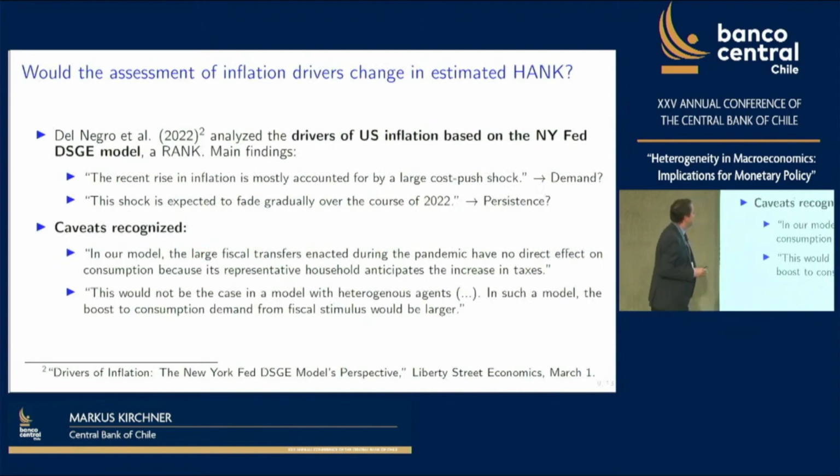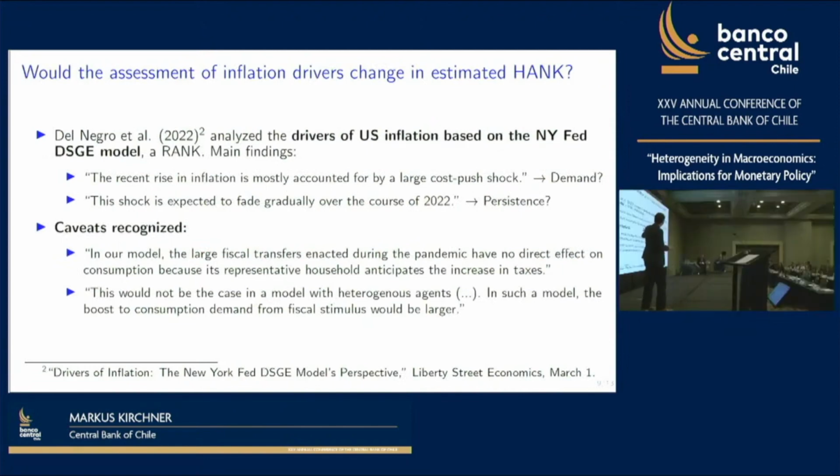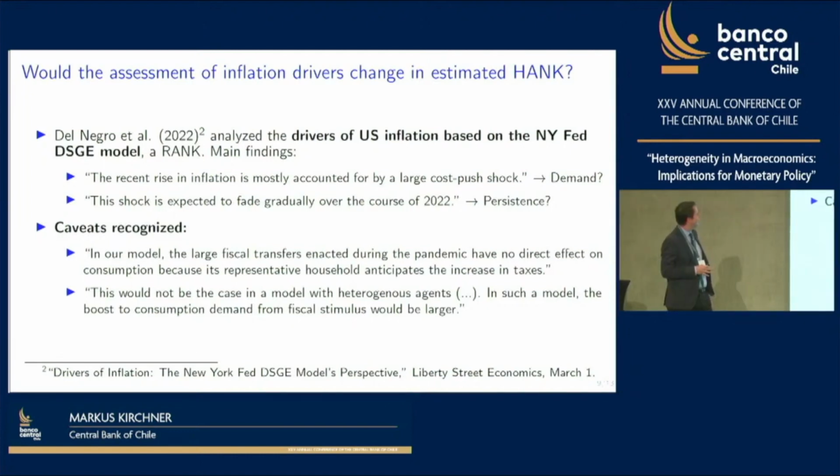So then I read a blog of Marco and co-authors that does something like this exercise, a bit of a different one, for the US. What you did in this blog from March is to analyze the inflation drivers in the US based on the New York Fed DSGE model. So that's a RANK. Your main finding is that the recent rise in inflation is mostly accounted for by a large cost push shock, and this shock is expected to fade gradually over the course of 2022.